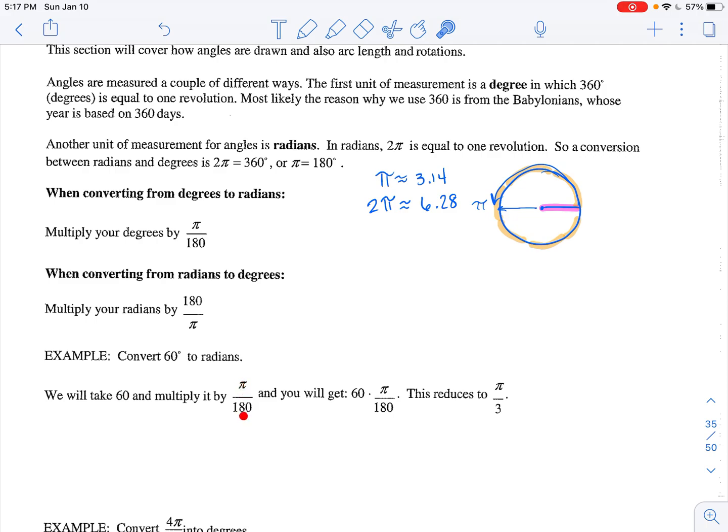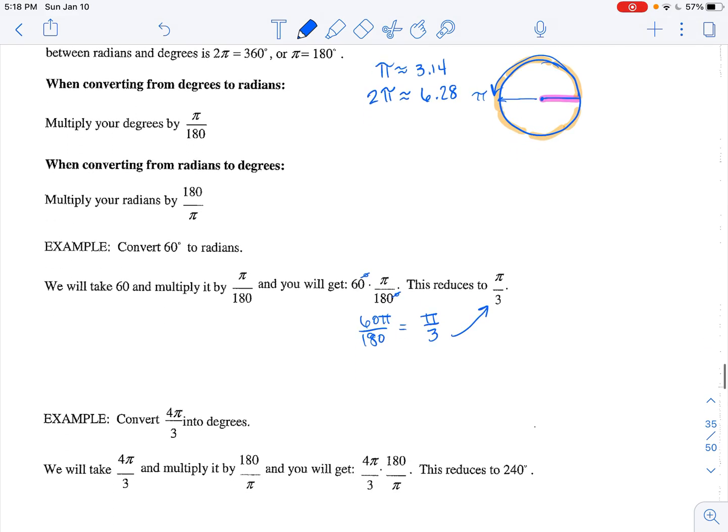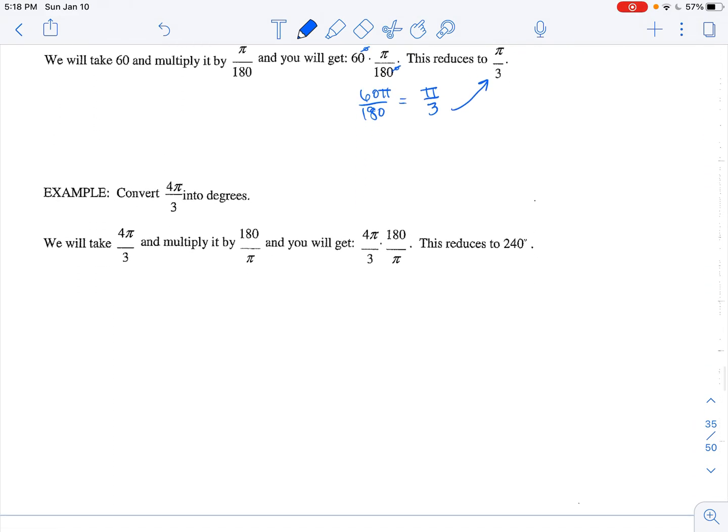So our first example says convert 60 degrees to radians. We take 60, we multiply by pi over 180. So what happens here is our little degree symbol on the 60 and the 180, they cancel. When you multiply straight across, this will give you 60 pi over 180. Well, you can reduce 60 and 180 to 1 over 3, and so that's how they're getting pi over 3.